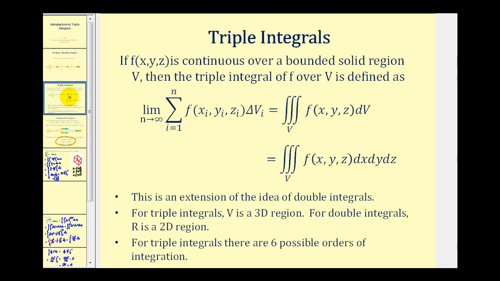Well, for a triple integral, we have the limit as n approaches infinity of an infinite sum of f of x, y, z times a change in volume rather than a change in area. So this gives us a triple integral over a solid region V, where the small change in V, or differential V, can be expressed as dx, dy, dz, or any other combination of these three differentials. So a triple integral integrates over a three-dimensional region V, whereas a double integral integrates over a two-dimensional region, which we call R.